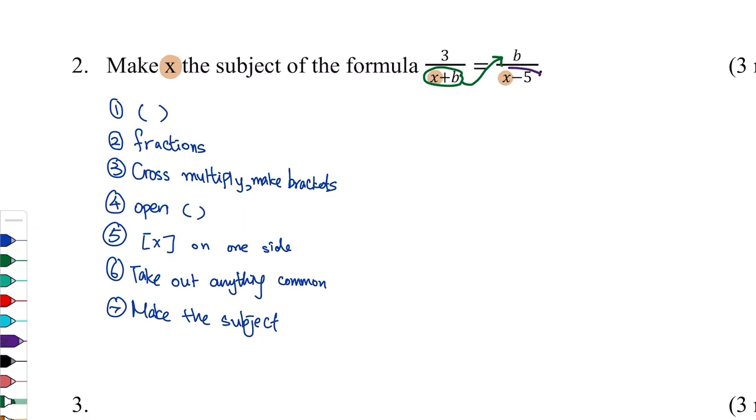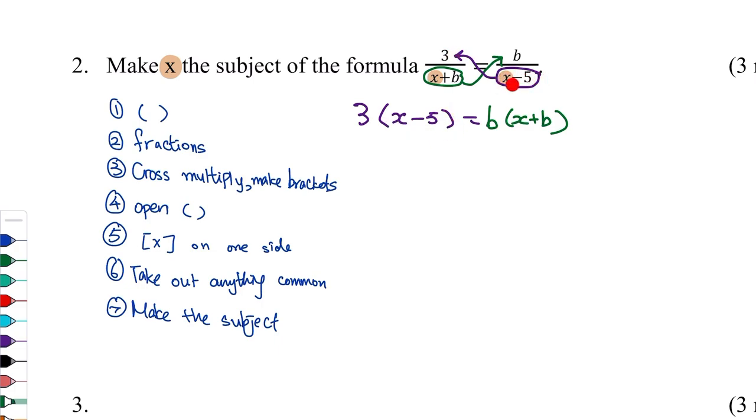Same goes for this one. This is divided here. If I want to move it to the other side, it will be multiply. So my next step will be 3 bracket x minus 5 equals to b bracket x plus b. Get it? The things on the down goes to the other side upside. This one as well. That's what we call cross multiply and making brackets.